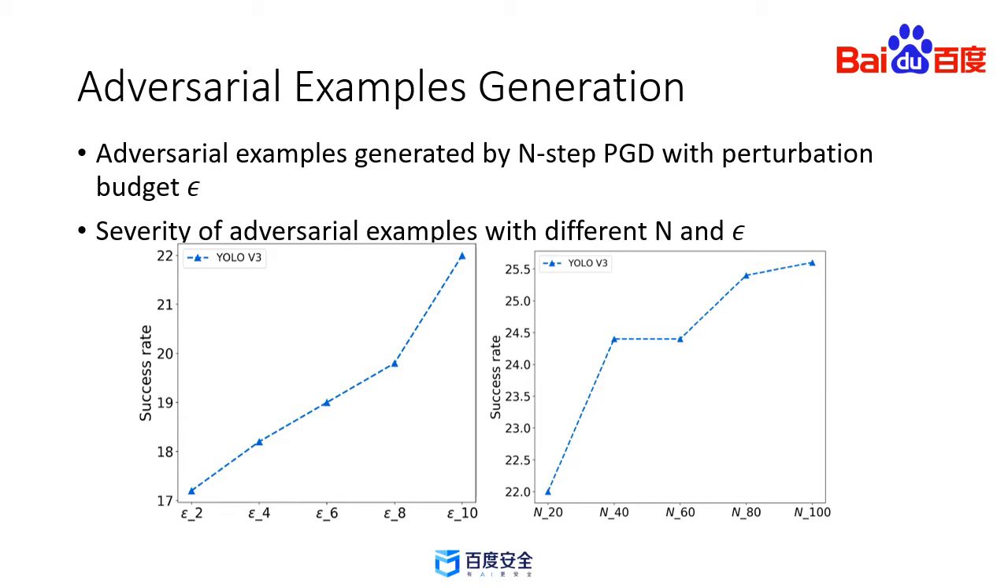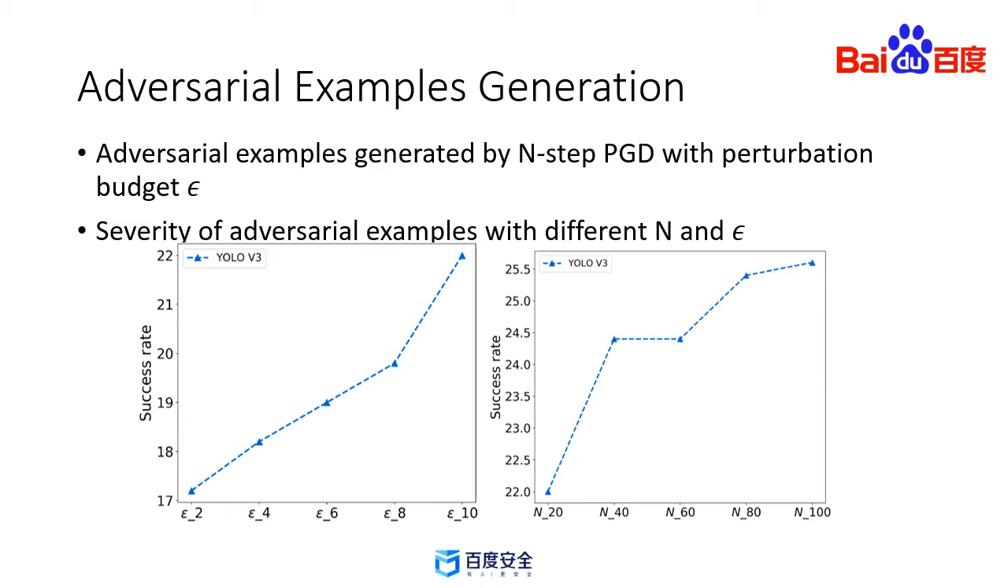To measure the severity of the adversary examples generated by us, we introduce success rate. The success rate is a ratio of successful adversary examples to the total number of attacker trials, which can quantify how easily an attacker can fool an object detector.